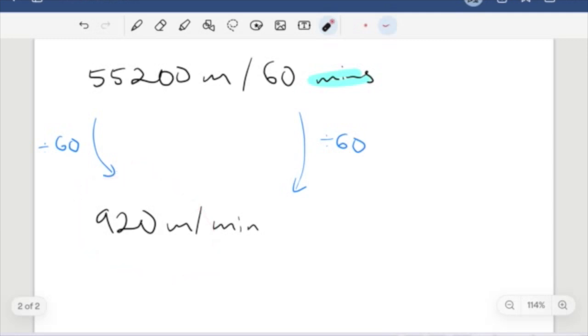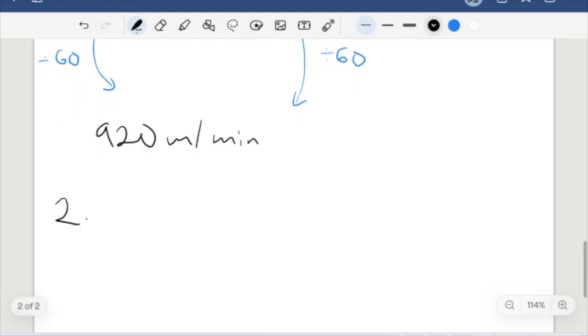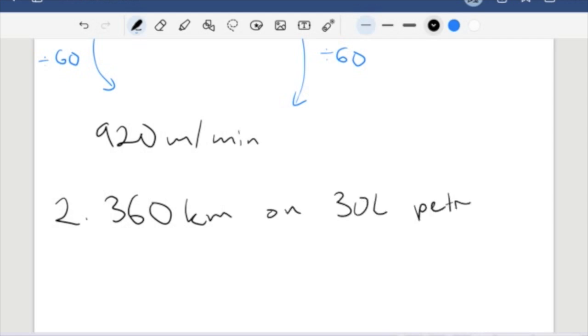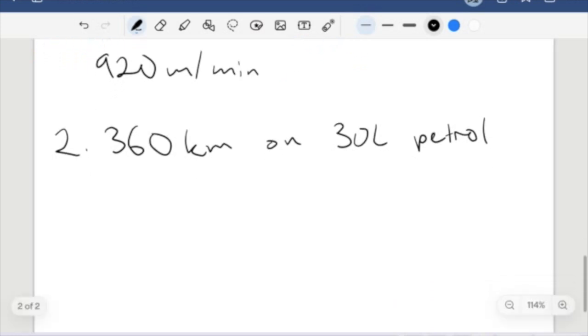a shorter distance. Okay, the next example is the unitary method, which we've looked at previously as well. This question says that if a car travels 360 kilometers on 30 liters of petrol, we want to figure out how far it travels on 7 liters. Now, where the unitary method is really useful is that it's really hard for us to get straight from 30 down to 7. But we can use the number 1. That's what we mean by this unitary. We're just looking at a unit of 1.